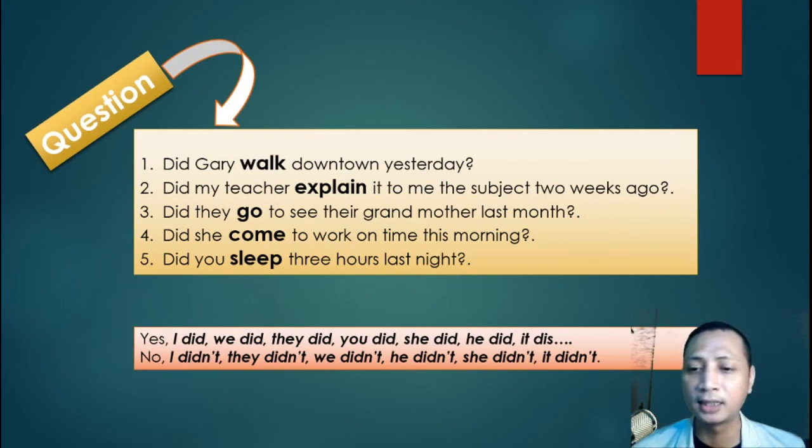Take a look at the way we answer yes or no. When you ask, did Gary walk downtown yesterday? If you say yes, yes, Gary did. If you say no, no, Gary didn't. So that's the simple way of answering questions in simple past.